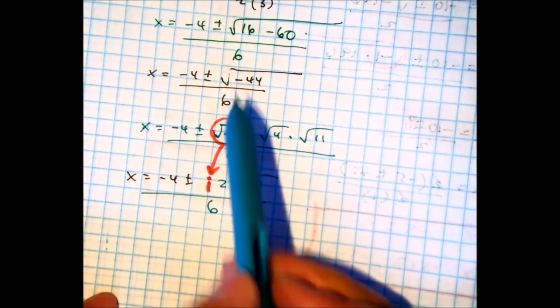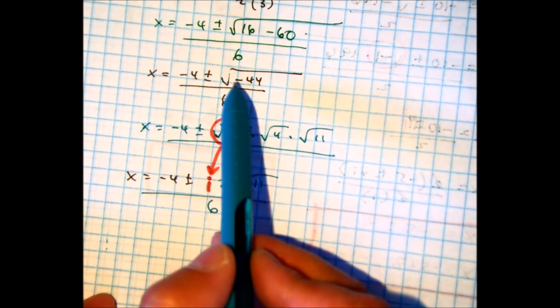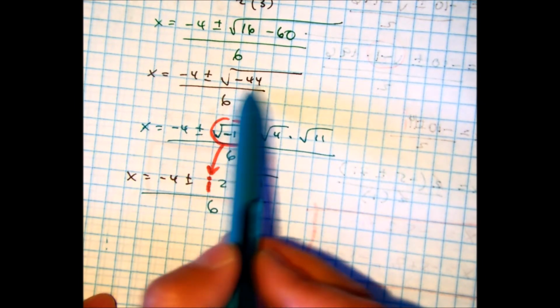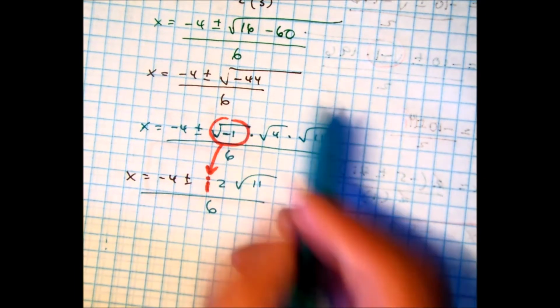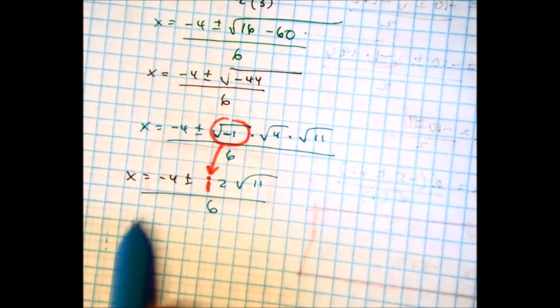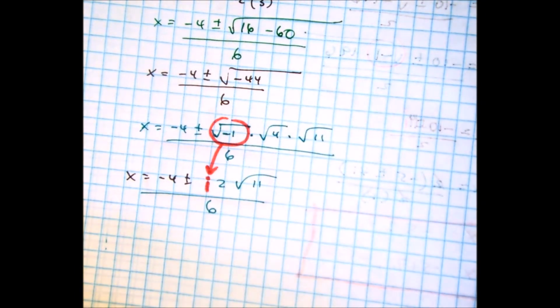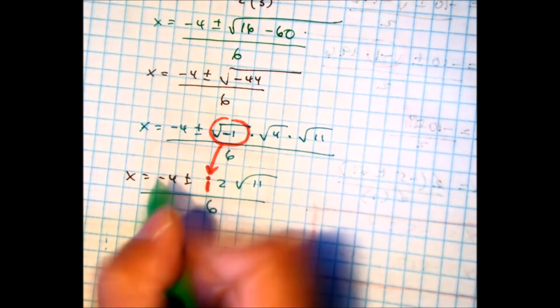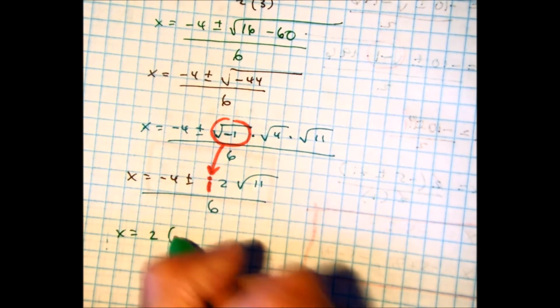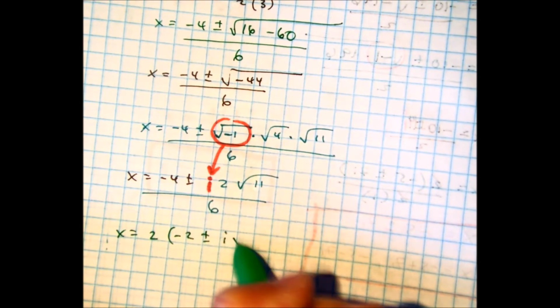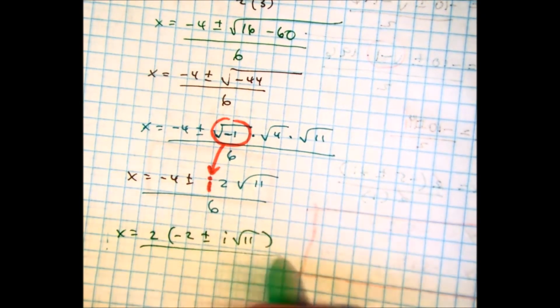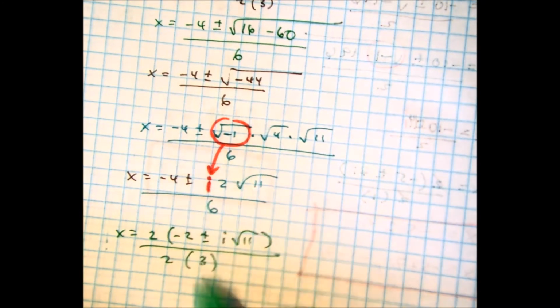So, red alert, when you see that negative discriminant, the discriminant is just the number inside the radical. If it's a negative, then you know we'll graph it real quick when we're done. So here I'm going to factor out a 2. x equals 2 times negative 2 plus or minus i radical 11, all over 2 times 3.